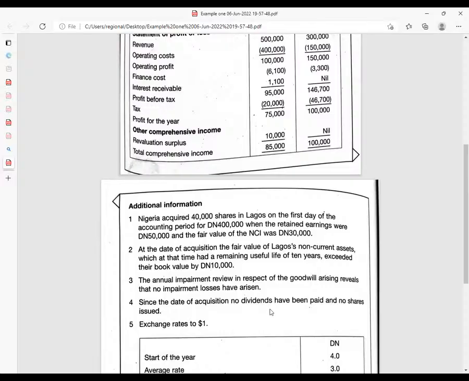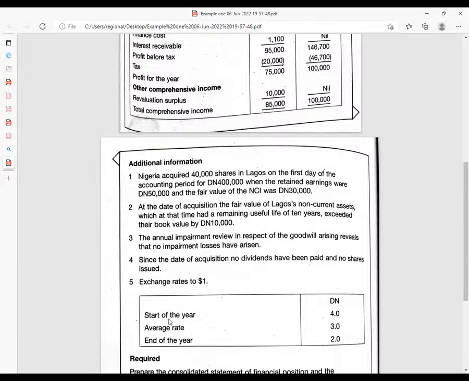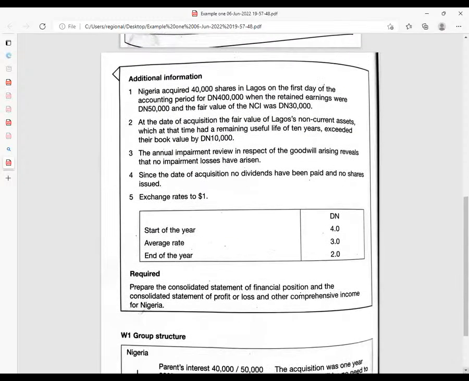We can see the exchange rates to dollars. We have the start of the year, the average rate for the income statement items, and then the end of the year rate for the balance sheet items, assets and liabilities. So they want us to prepare a consolidated statement of financial position and a consolidated statement of profit or loss and other comprehensive income for Nigeria. So we start as usual.